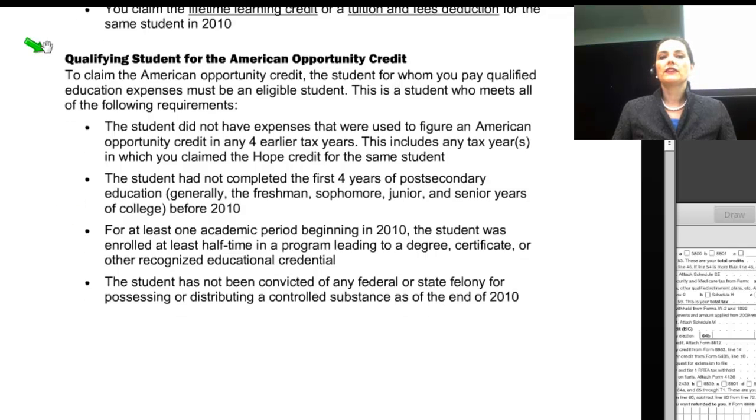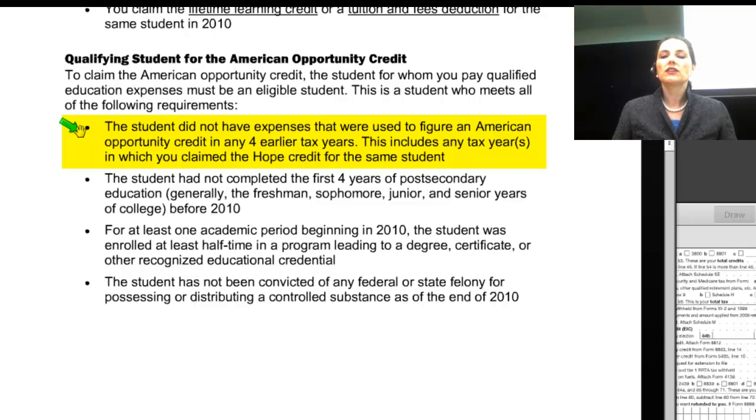So who is a qualifying student for the American Opportunity Credit? To claim the American Opportunity Credit, the student for whom you pay qualified education expenses must be an eligible student. This is a student who meets all of the following requirements. The student did not have expenses that were used to figure an American Opportunity Credit in any 4 earlier years, including any tax years in which you claimed the HOPE credit for that same student.